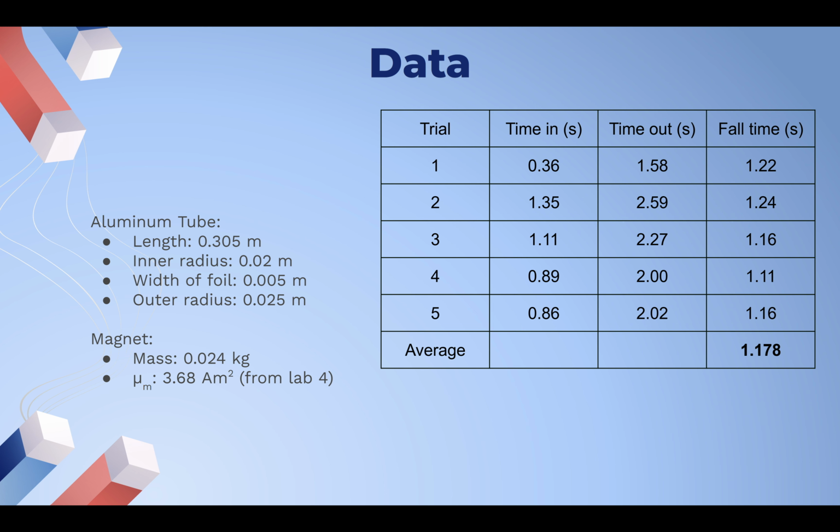As you can see, for trials 1 through 5, our time in and time out of the tube were recorded, which gave us a couple of fall times for each trial, resulting in an average time of 1.178 seconds. And on the left, the dimensions of the aluminum tube and magnet are stated. Our magnetic moment of 3.68 was obtained from lab 4.